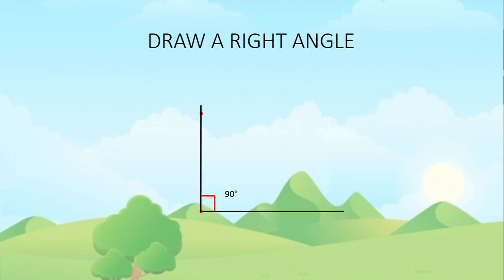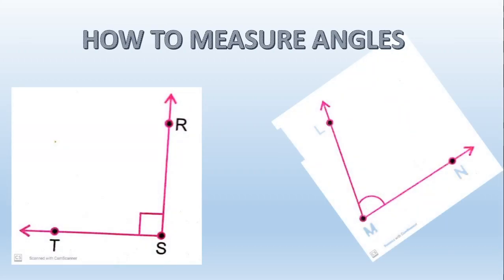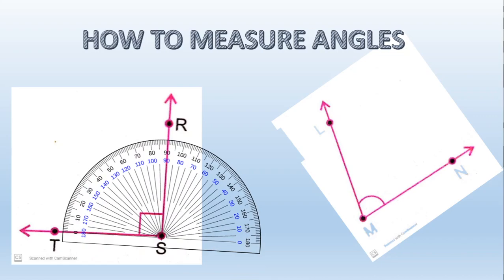Protractor can also be used to measure different angles. For example, these are two angles. Let's measure them using a protractor. You have to follow the same rules. Put the protractor like this so that the center is on the vertex where the two lines meet, and you have to read the scale where the line is pointing towards 0.